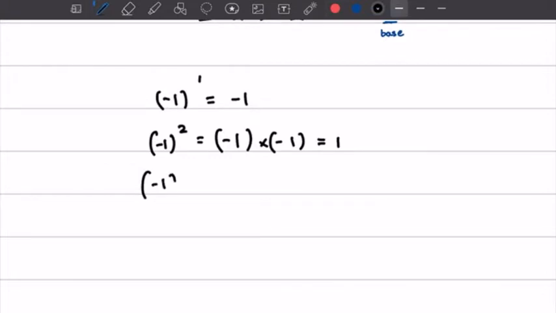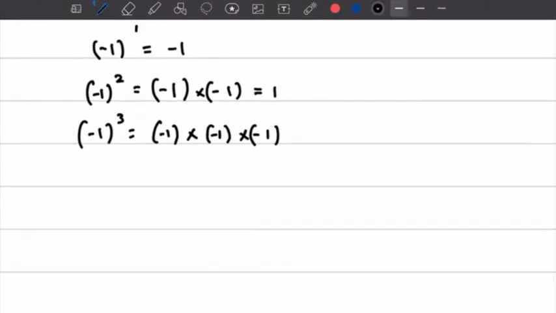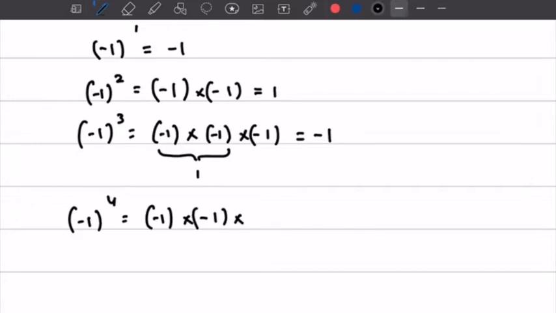Then, let's say in the next case, you have negative 1 to the power of 3. You do the same thing, negative 1 times negative 1 times negative 1. You know that a negative times a negative is a positive. So you have this as 1. But you're again multiplying it by a negative number. So that just becomes negative 1. Let's look at one last case. Negative 1 to the power of 4. That is negative 1 times negative 1 times negative 1 times negative 1.